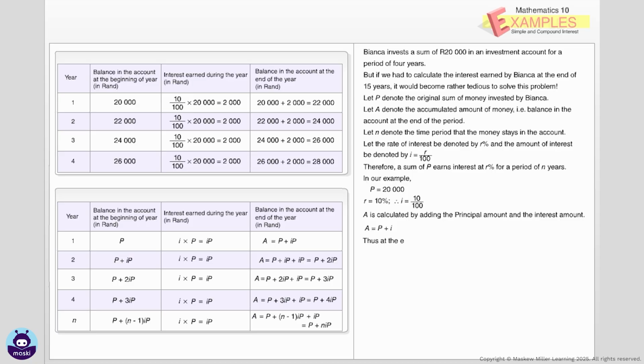Thus, at the end of n years, the amount can be written. Taking out the common factor P, we get A equals P times (1 plus I times n). We have thus derived the formula for calculating simple interest.